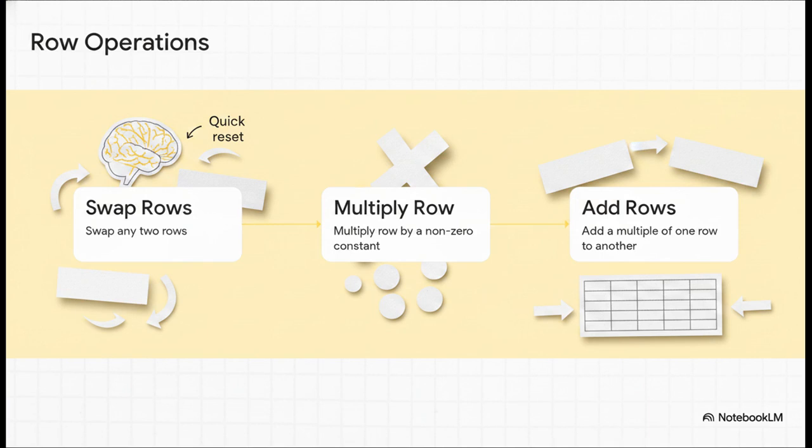Let's give our brains a super quick reset. What were the actual rules of the game we just played? These are known as elementary row operations, and there are only 3 allowed moves. Move 1, you can swap any 2 rows.